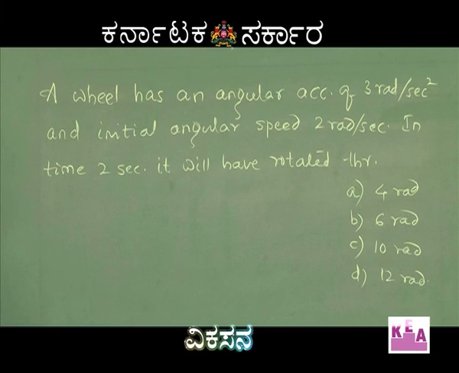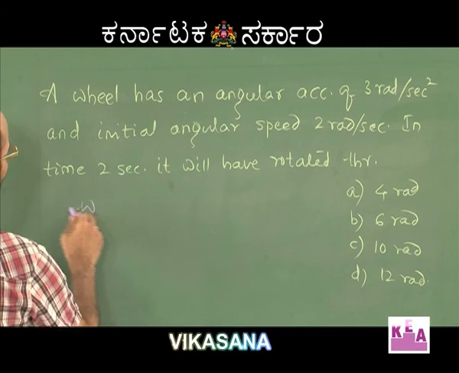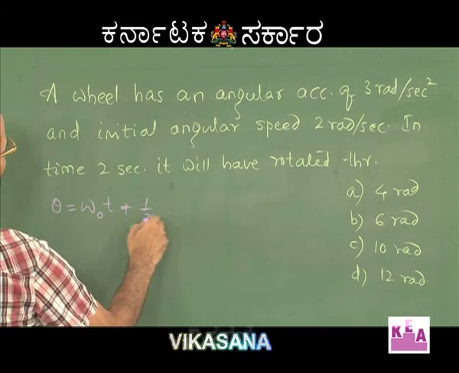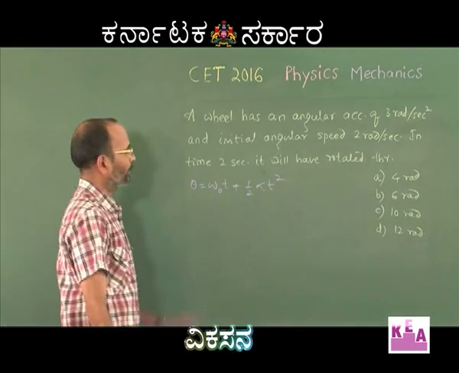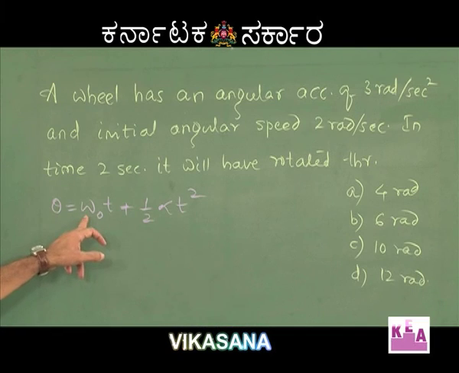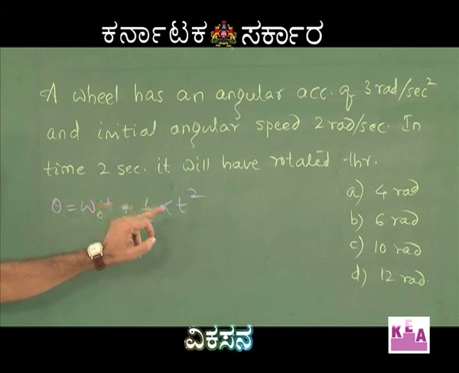So, what you can do here is apply simple equations theta equal to omega naught t plus half alpha t square, where theta is the angle covered by the wheel, omega naught happens to be the initial angular velocity, alpha is the angular acceleration and t is seconds.